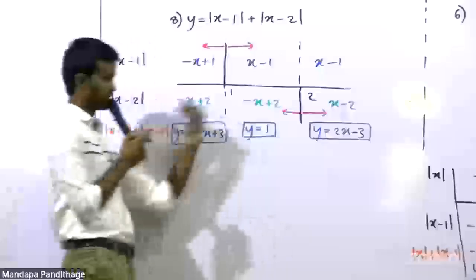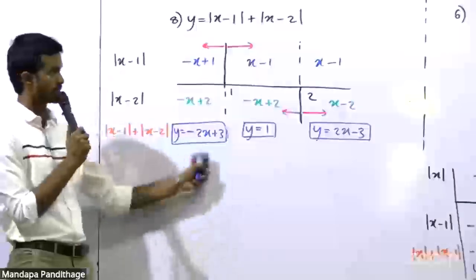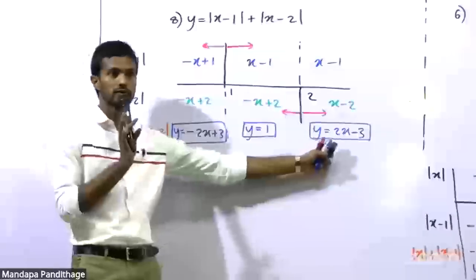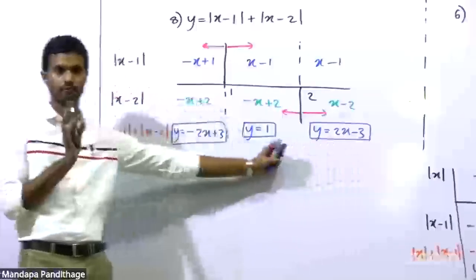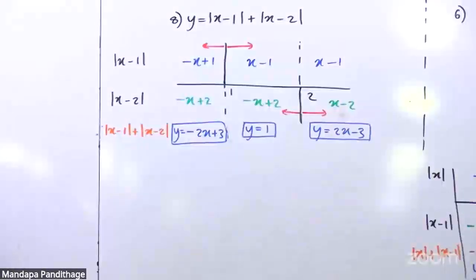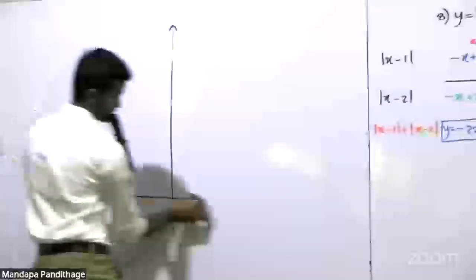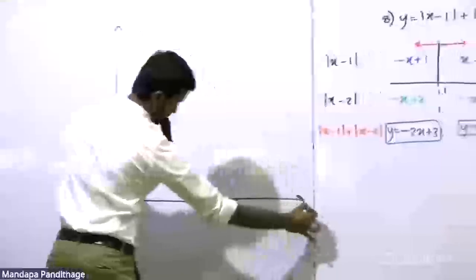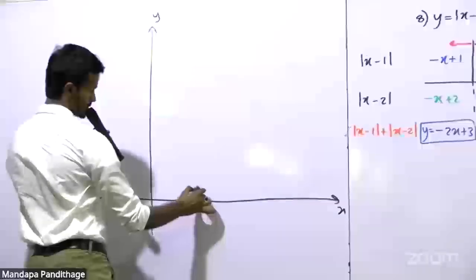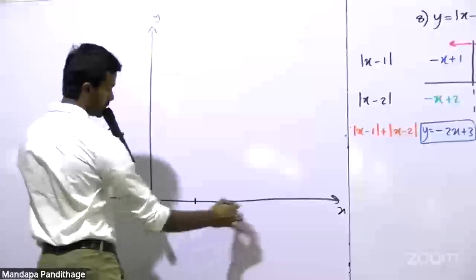Okay, hands up who have written this definition correctly. Y equals minus 2x plus 3, y equals 1, and y equals 2x minus 3. Hands up. Good. Everyone is there? Okay, then what you have to do, in the three ranges, sketch the straight lines on x and y axes. So mark the turning points 1 and 2.